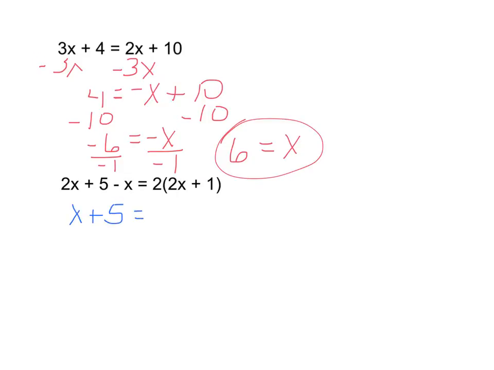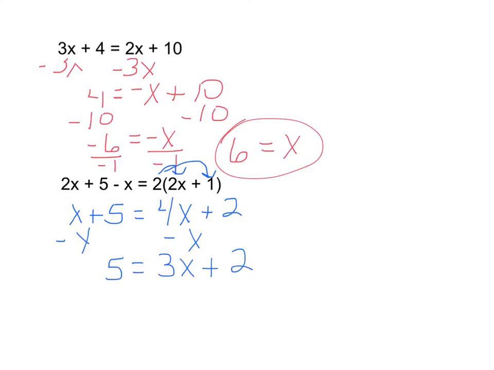On the other side of the equation, I'm going to distribute this 2 to get rid of my parentheses. So 2 times 2 is 4, and then 2 times x is 2x, plus 2. Now I have an equation that looks like the one that we just solved. So same thing, I have an x on both sides of the equation. I'm going to take whatever's on the left, and I'm going to subtract x from that. So 5 equals 3x plus 2.